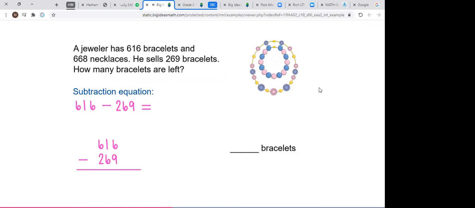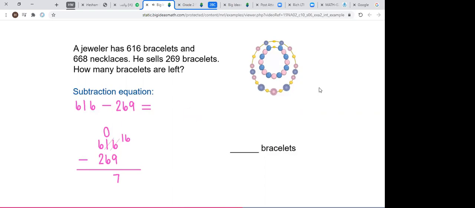Look at the ones. There are not enough ones to subtract 9, so regroup 1 ten and 6 ones as 0 tens and 16 ones. 16 ones minus 9 ones equals 7 ones.